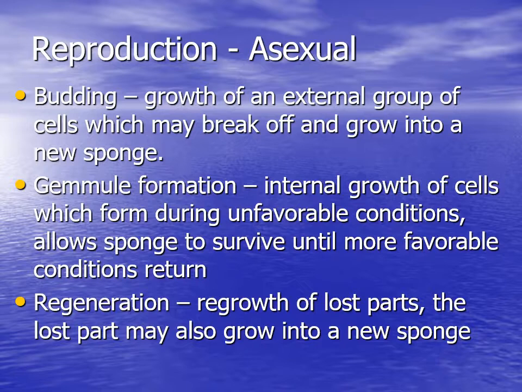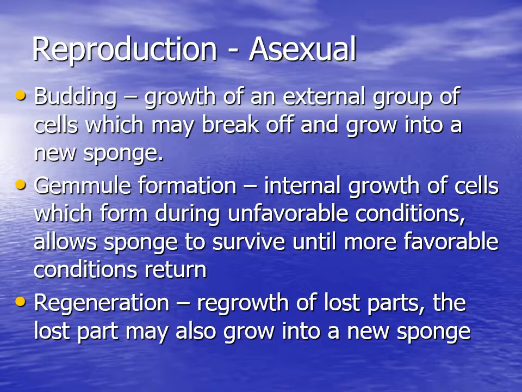Sponges being an animal means that they also need to be capable of reproduction. They do asexual reproduction, and they do that a couple different ways. One is through budding. This is where an external group of cells breaks off from an old sponge and goes to form a new sponge. They also have gemmules.